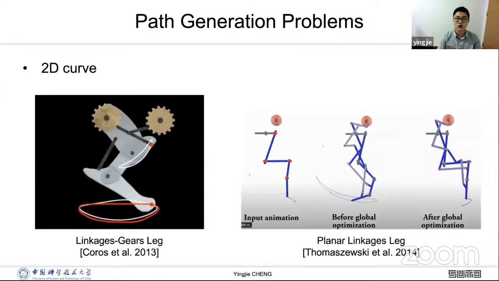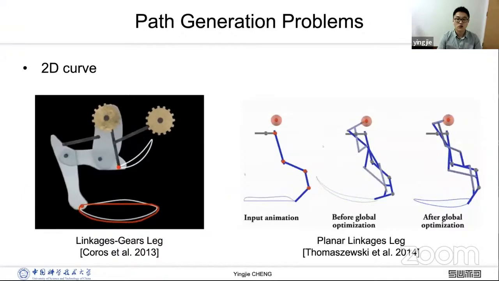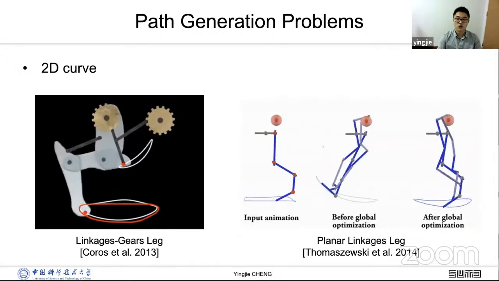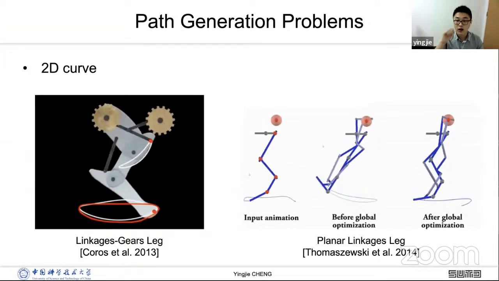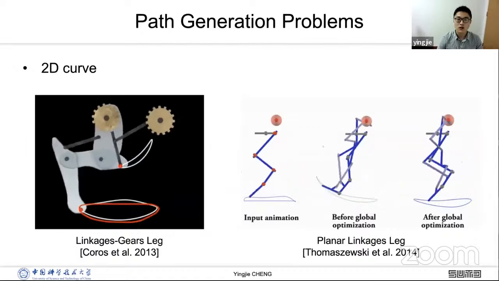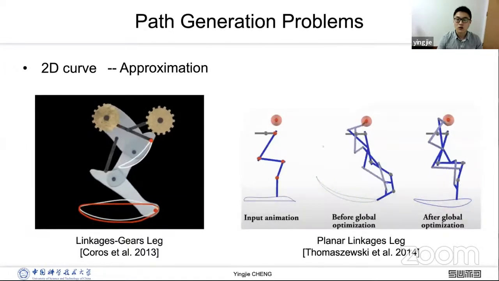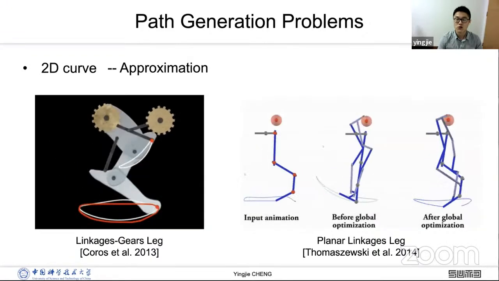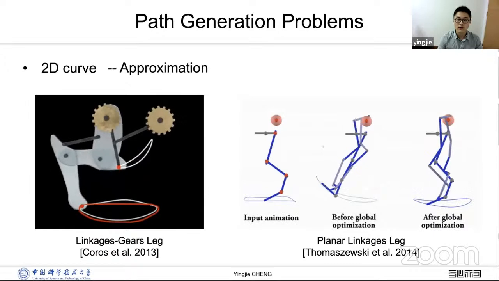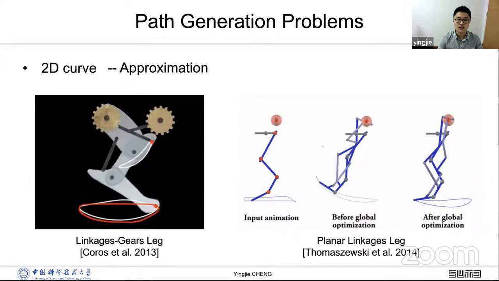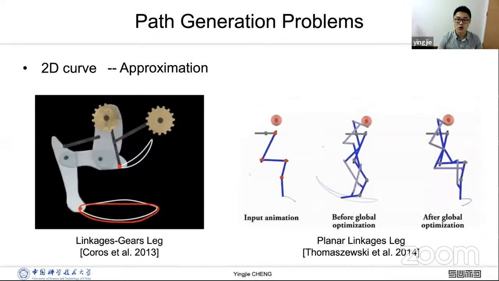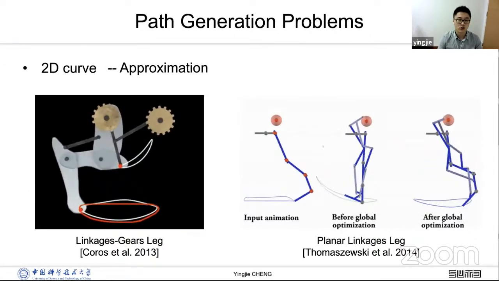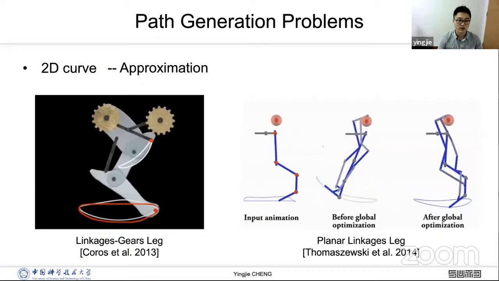As for 2D curves, there is a lot of related research. Here are two results using planar linkages to approximate the path of leg motion. On the left, the red curve is the target curve and the white curve is the actual output. The input and the output have a noticeable distance, since the linkage only has finite geometry parameters, so it can only approximate the target curve in a finite dimension space.